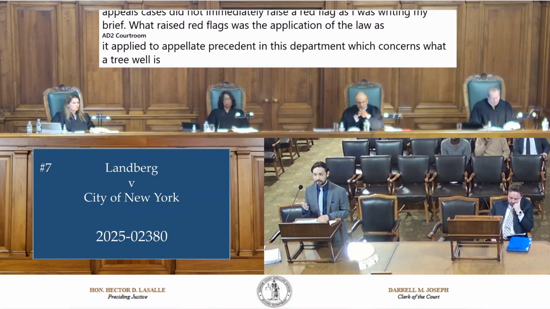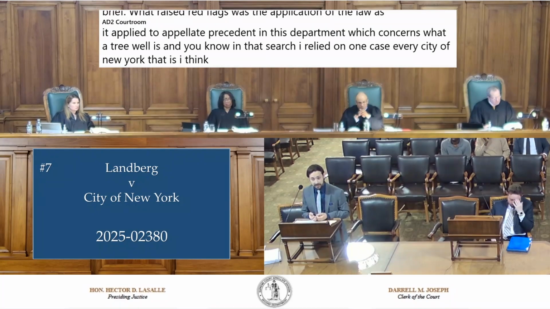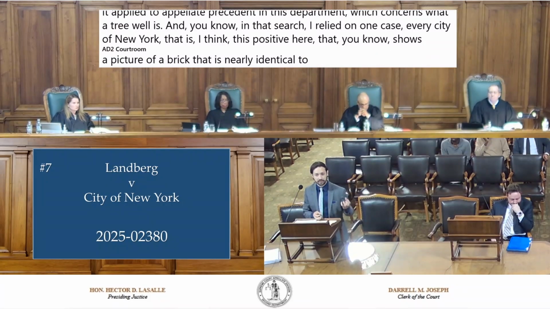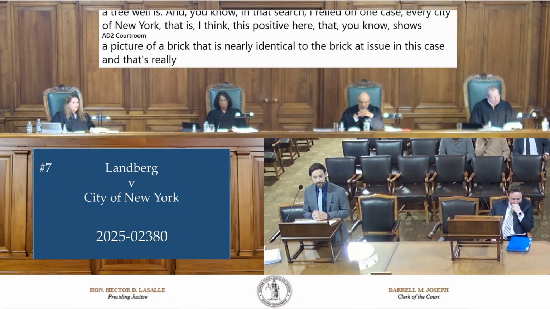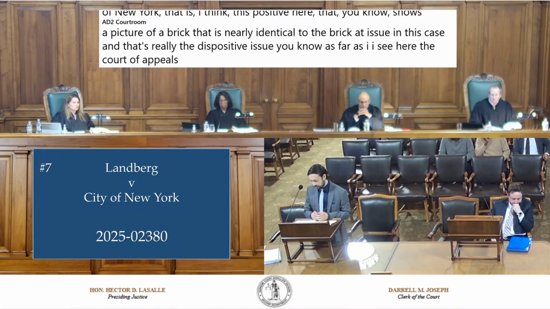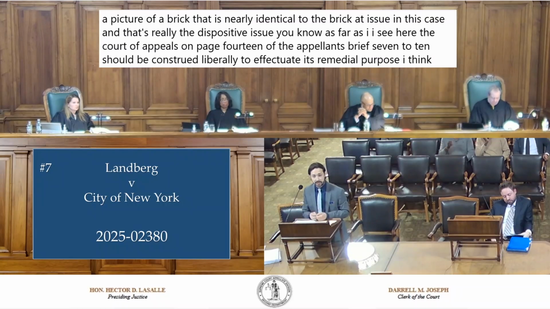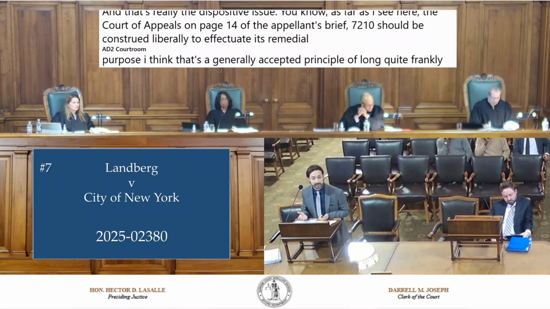And, in that search, I relied on one case, Ivry v. City of New York, that is, I think, dispositive here, that shows a picture of a brick that is nearly identical to the brick at issue in this case. And that's really the dispositive issue. As far as I see here, the Court of Appeals on page 14 of the appellant's brief, 7210 should be construed liberally to effectuate its remedial purpose. I think that's a generally accepted principle of law, and quite frankly, that's why I missed it.